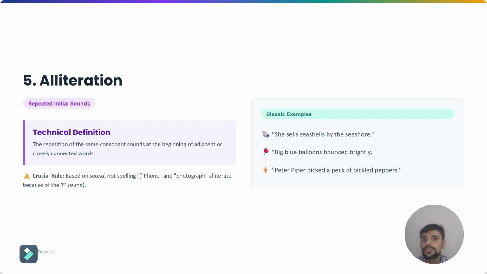Why do writers use alliteration? Because repetition makes language memorable. Think about brand names. Many memorable phrases use repeated sounds because our brains naturally notice patterns. So alliteration can create rhythm, musicality, emphasis, and memorability.